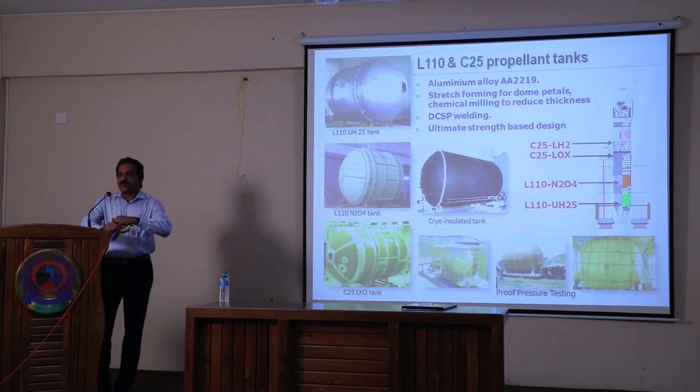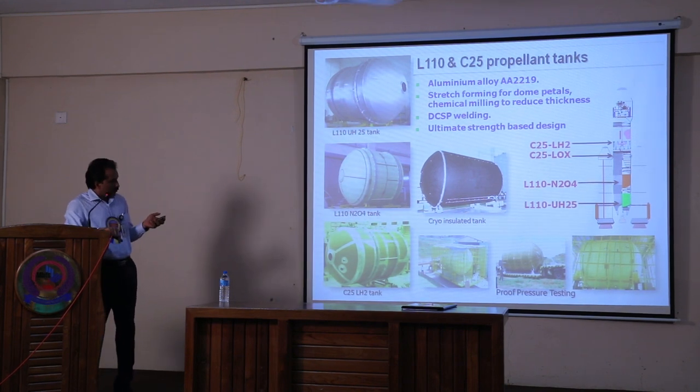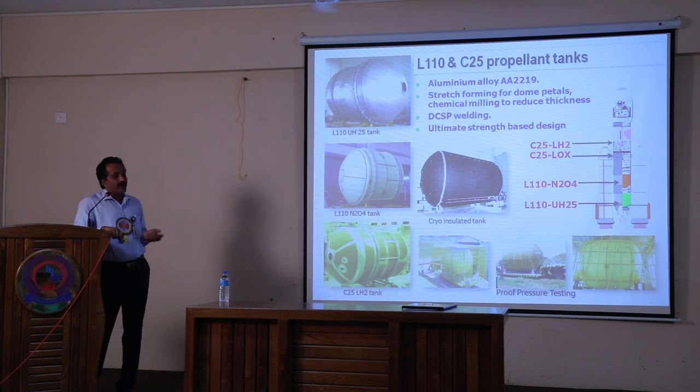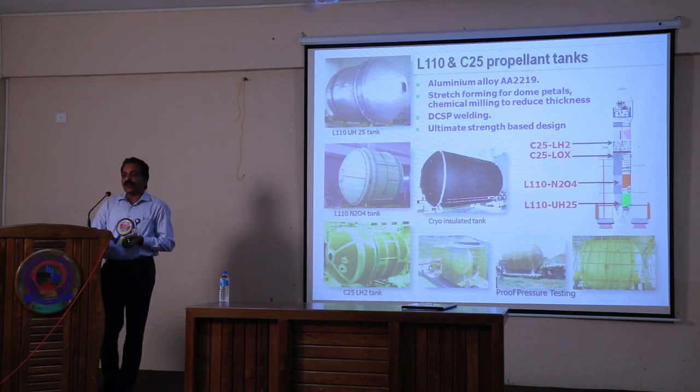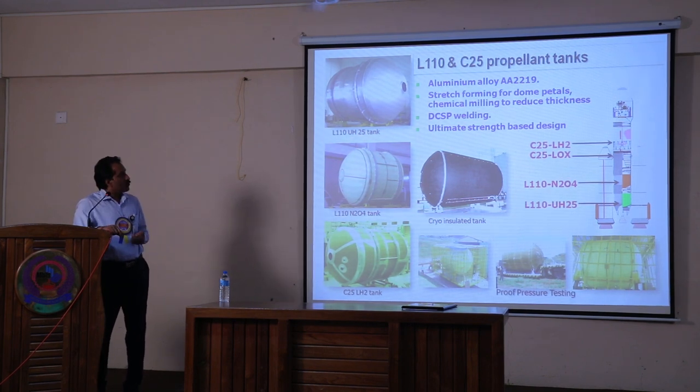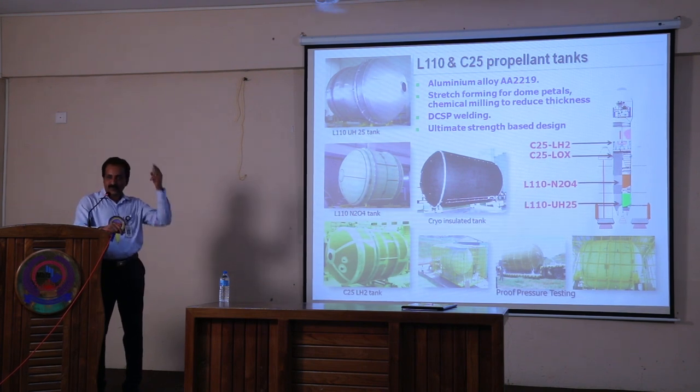Look at the propellant tanks then. Propellant tanks are also very, very complex hardware because these are all designed with aluminium. We have domes made of aluminium. This typically has 1.5 to 1.6 millimeter thickness, all chemically milled and welded using the TIG welding process. And the diameter is 4 meter. 4 meter is typically this diameter. This is the diameter of the tank.